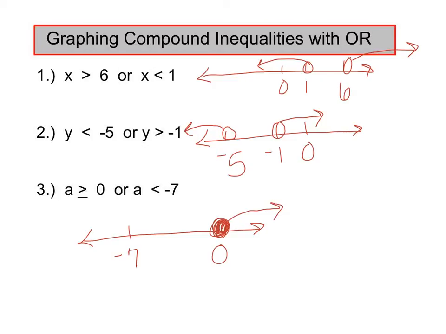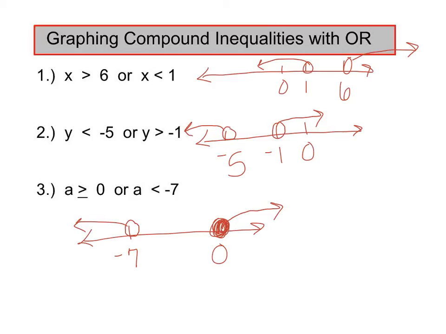Or A may be less than negative 7. So let's put our open circle on negative 7 and our arrow pointing at numbers less than negative 7. Again, my arrows point in opposite directions. I know I have graphed this OR inequality correctly.